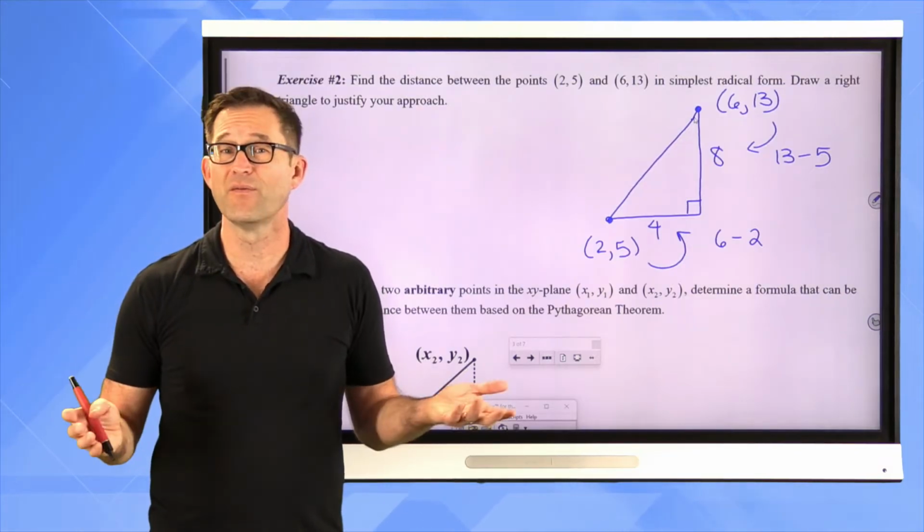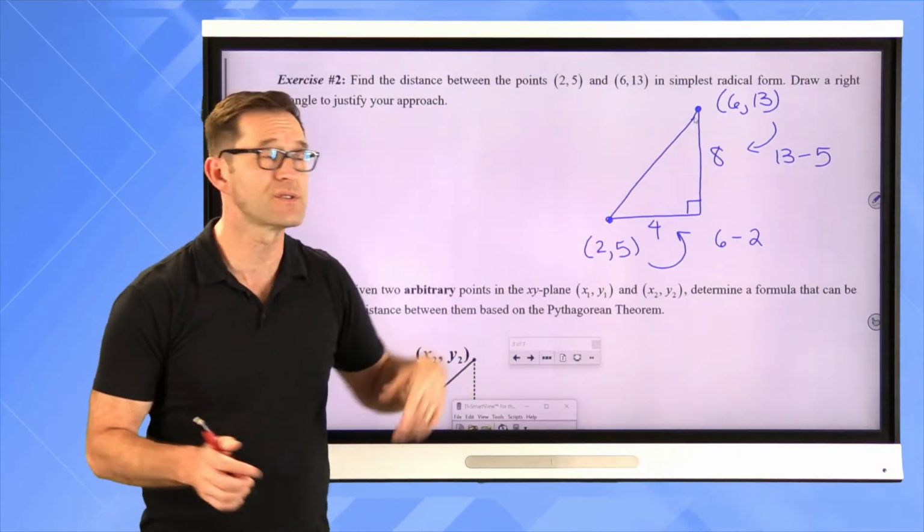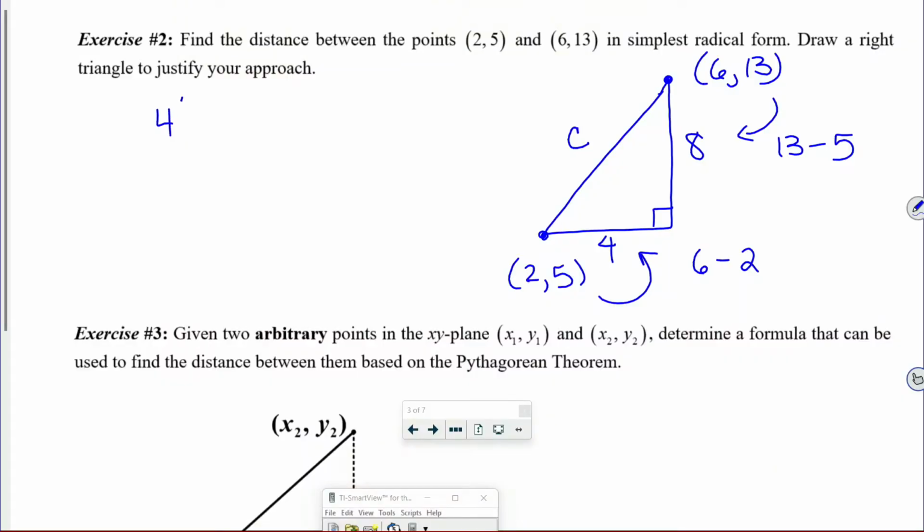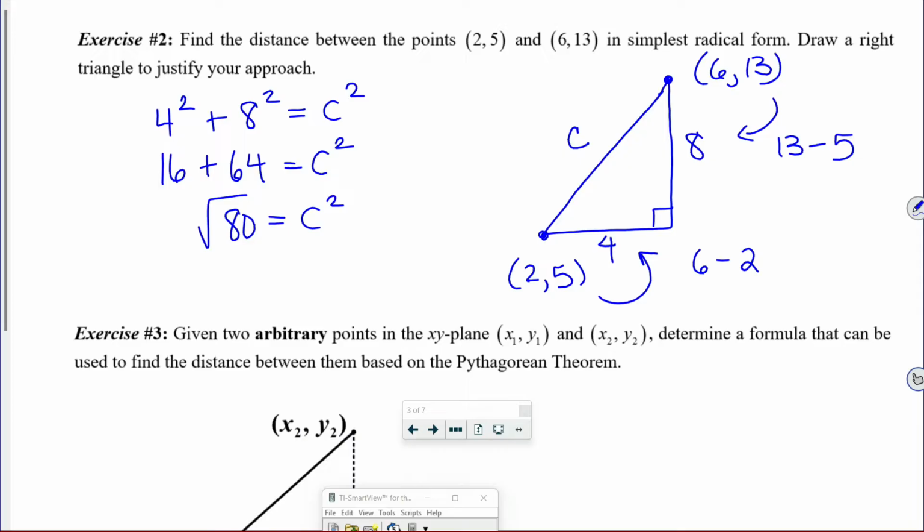But now we can figure out the length of the hypotenuse, which is what we're looking for, that distance, by just saying 4 squared plus 8 squared is equal to c squared. 16 plus 64 is equal to c squared. 80 is equal to c squared. I wish 80 was a nice perfect square. It's not. So I get c equals the square root of 80. I would love for you to be able to finish just at that point.